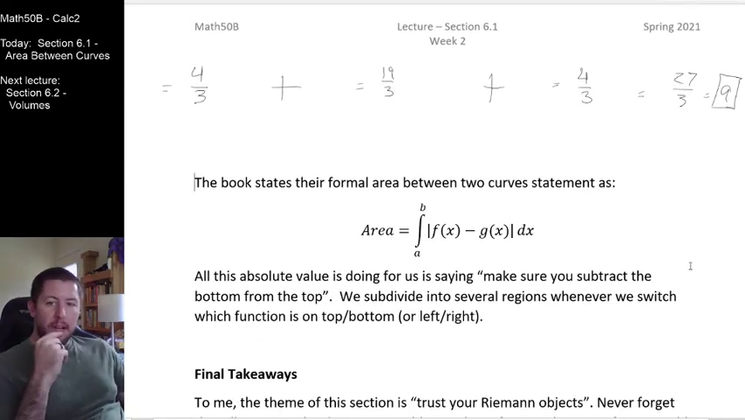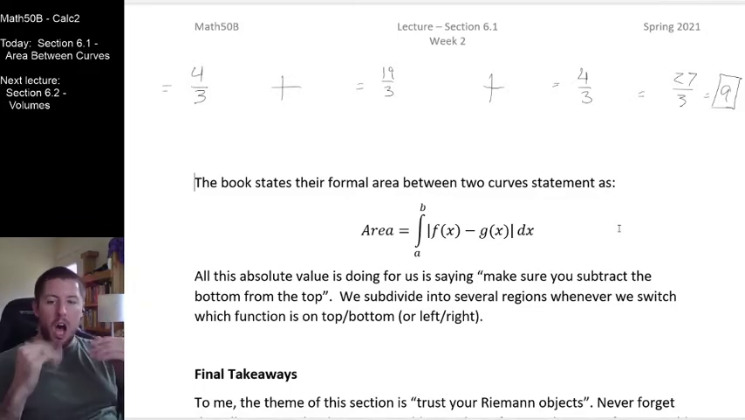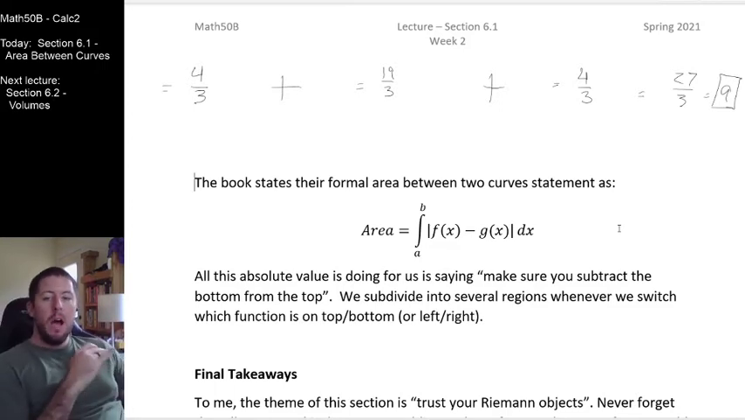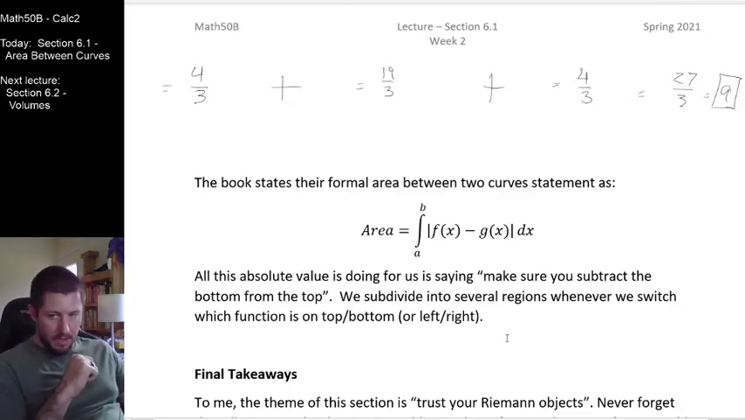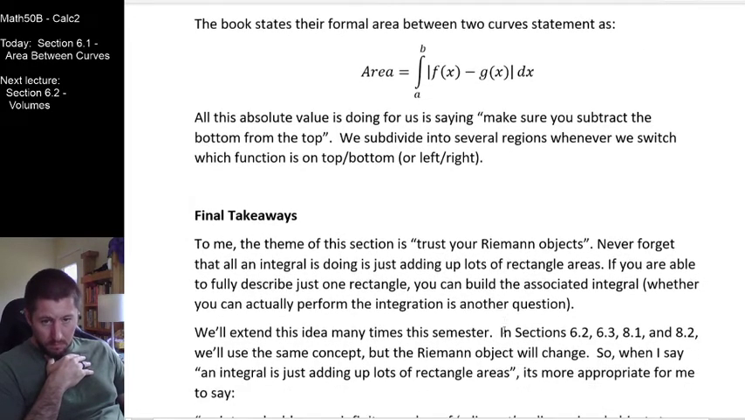The book states the formal area between two curves as the absolute value of f of x minus g of x right here. All the absolute value is really doing for us in that more formal statement from the book is saying, make sure you subtract off the bottom from the top. Also remember, we subdivide into several regions whenever we switch which function is on top and bottom or left and right. And that's your algebraic responsibility, to be able to identify exactly where those locations are.